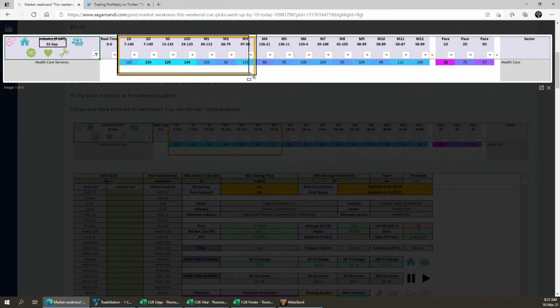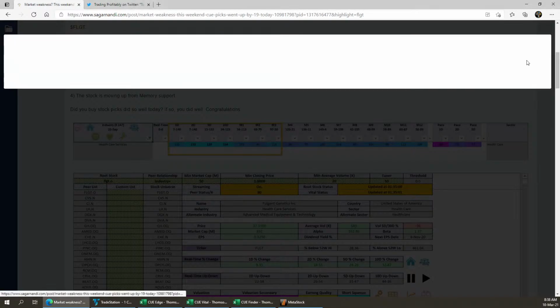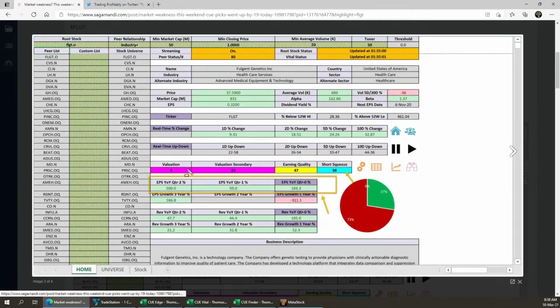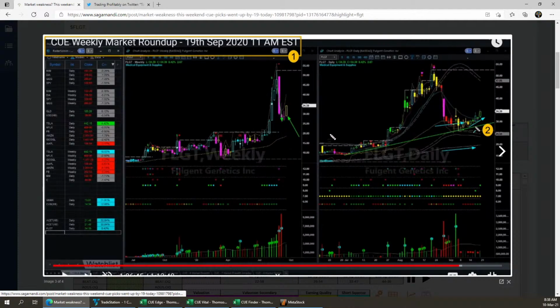This is what I saw at that time before knowing the result. The industry was strong. It was not of great valuation, but even at that time, see the three successive quarterly earnings growth: 500%, 50%, 183%. There was a short squeeze potential. At that time, the stock went up by 9% one day. And this is what I saw.